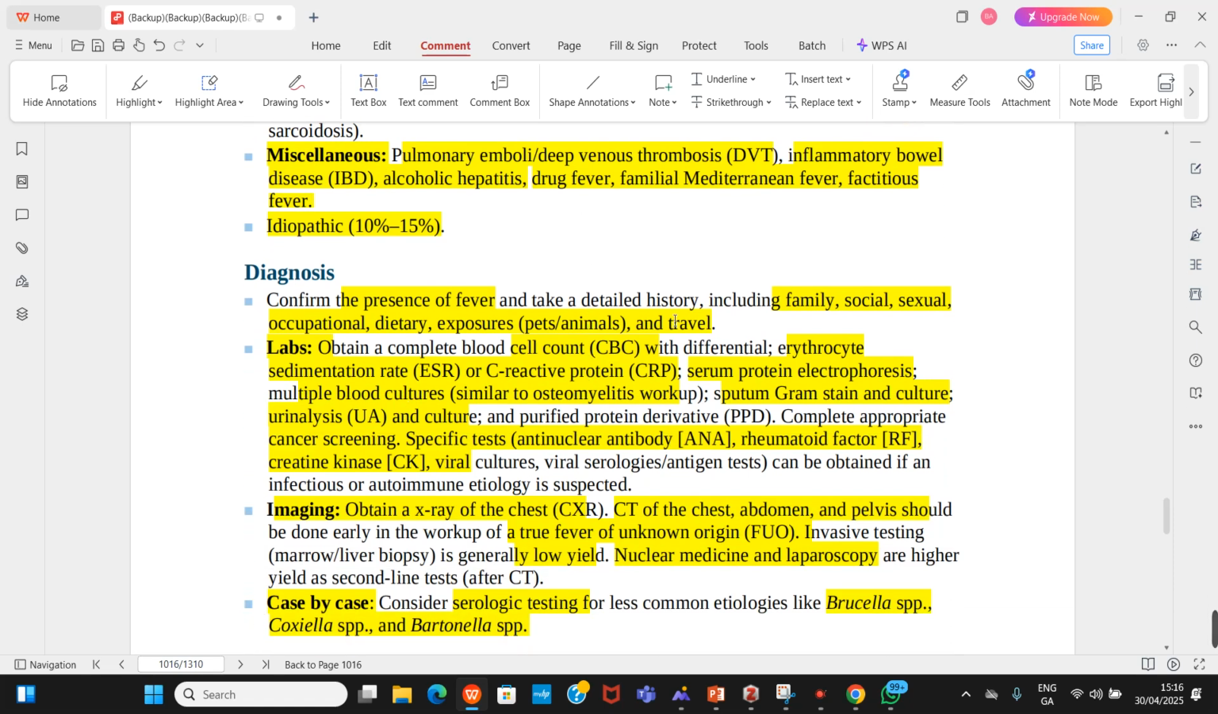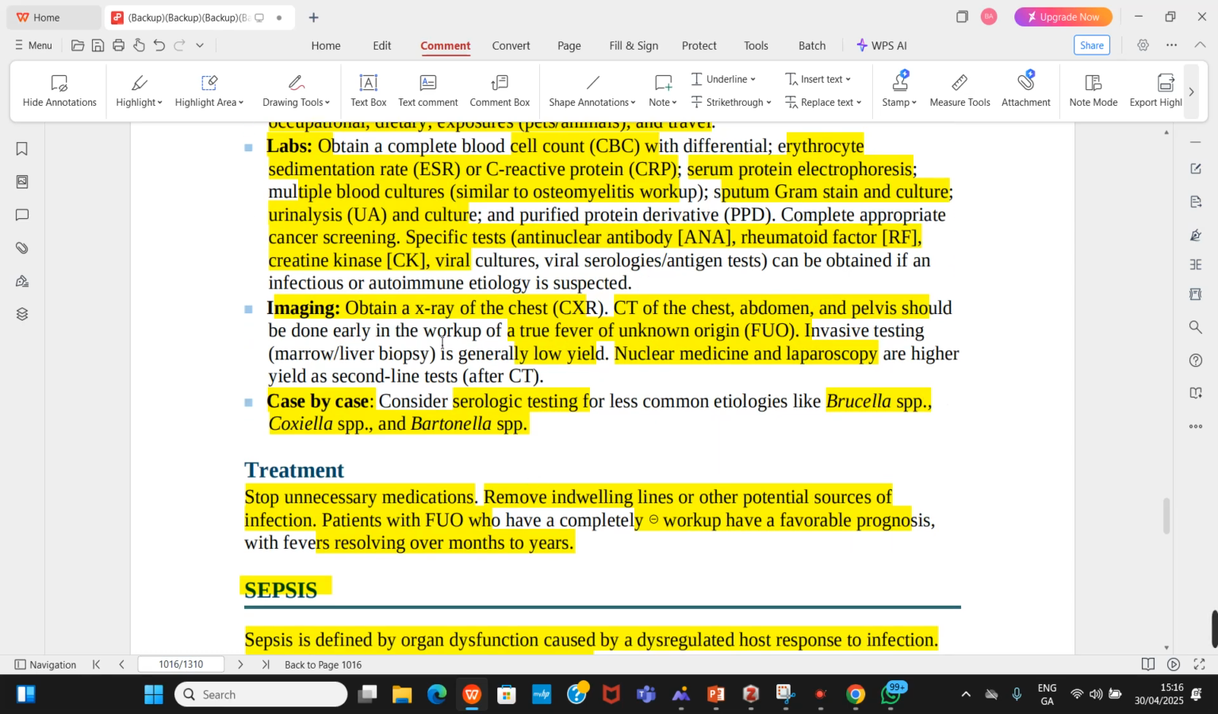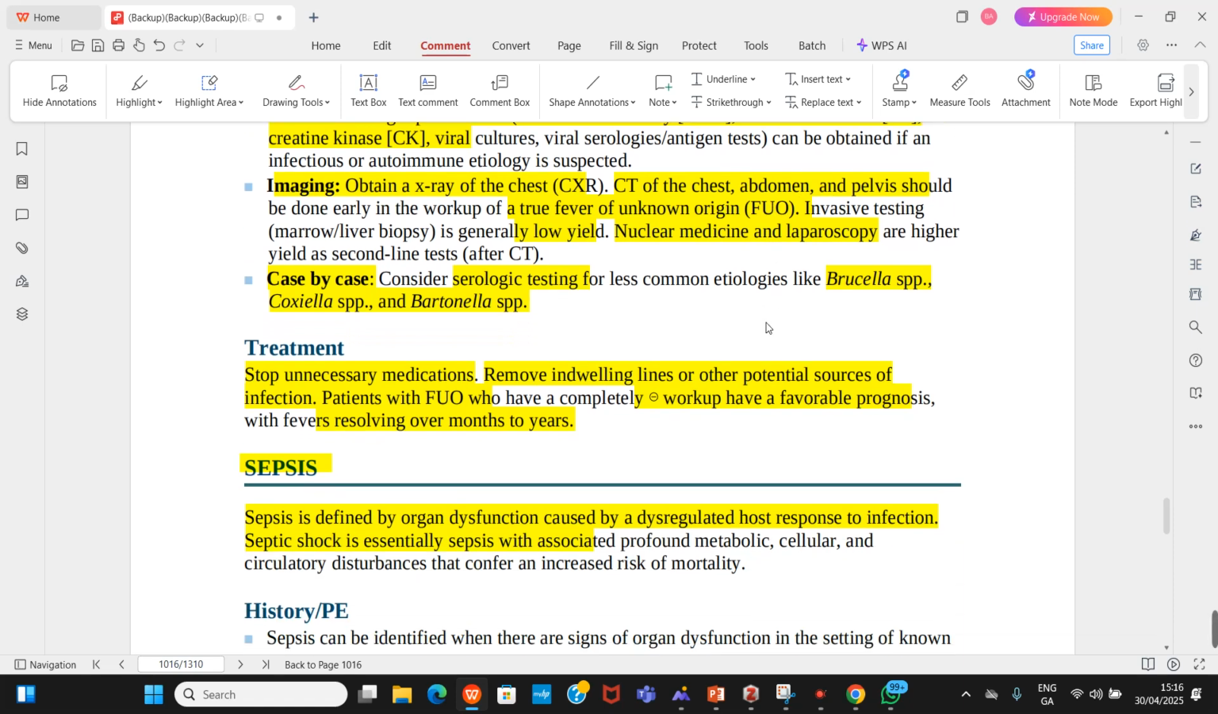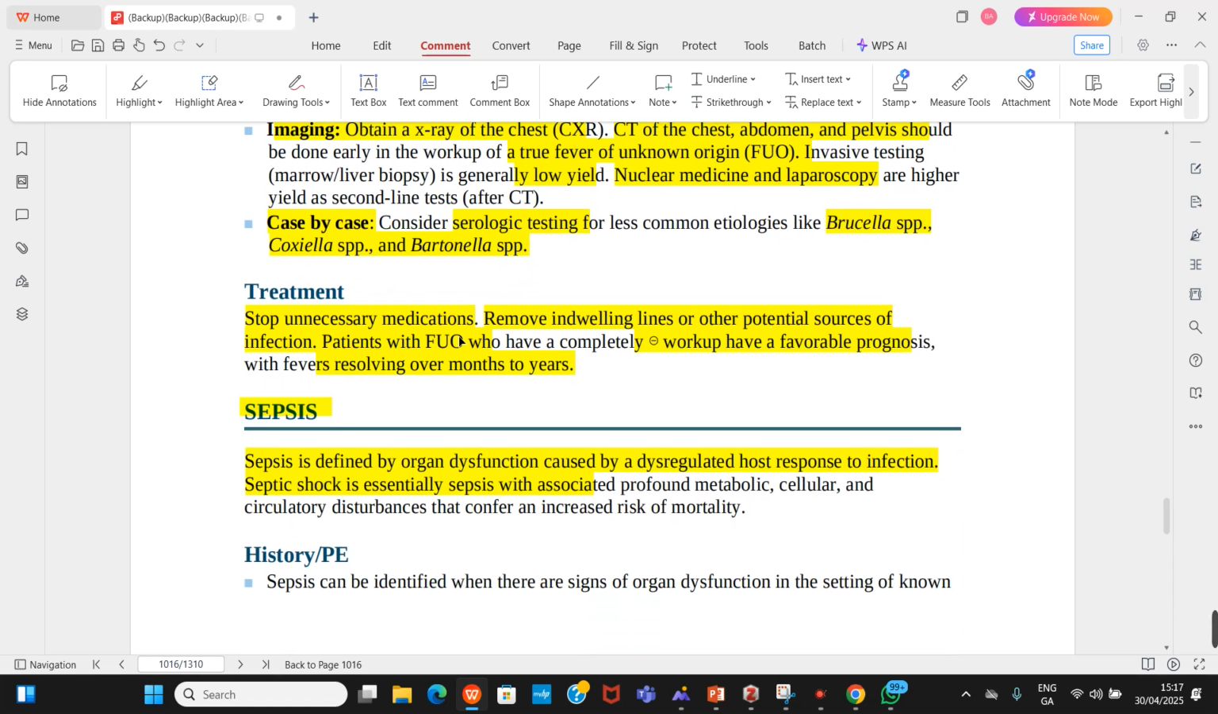So we don't need to cram what is here at all. Imaging too is going to depend on what we are suspecting. So if you are suspecting lung cancer, chest X-ray. If you are suspecting abdominal cancers, CT of the abdomen and the pelvis, right? So that's that. How do we treat? So if this guy is on unnecessary medication, drug fever, stop the drugs. If there's any potential source of infection, remove indwelling catheters and lines and all those things, remove them.